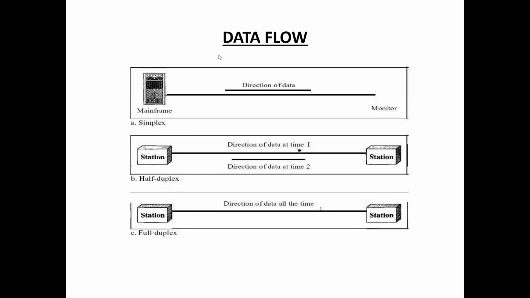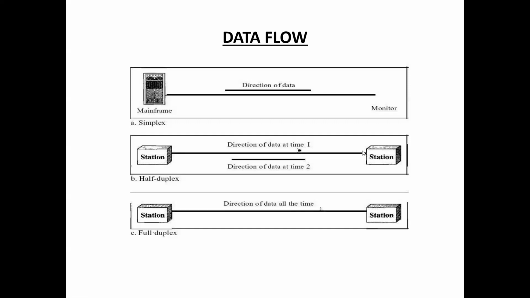Okay. And second one, half duplex. In half duplex mode, each station can both transmit and receive, but not at the same time. That means when one device is sending, the other can only receive, and vice versa.